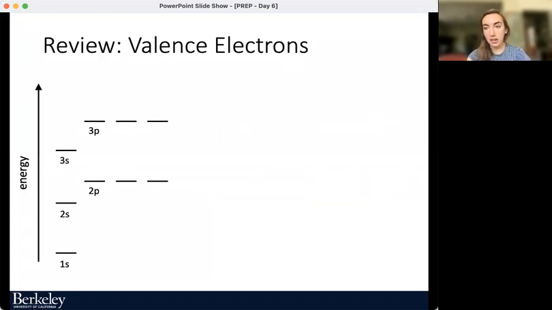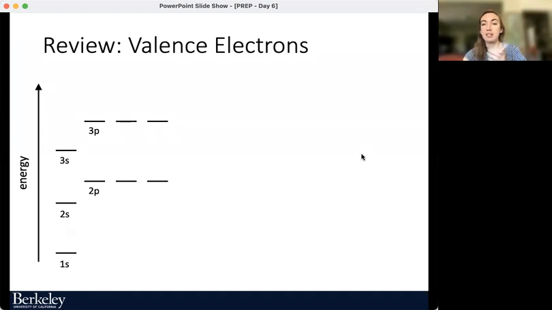The valence electrons are the outermost shell or the highest energy level electrons in an atom. And because they're the outermost shell, that is the shell of electrons that any other atoms are going to see and interact with. So the valence electrons are really important for determining how many bonds an atom wants to make and how it wants to act. So in order to understand bonds, we really need to understand valence electrons.